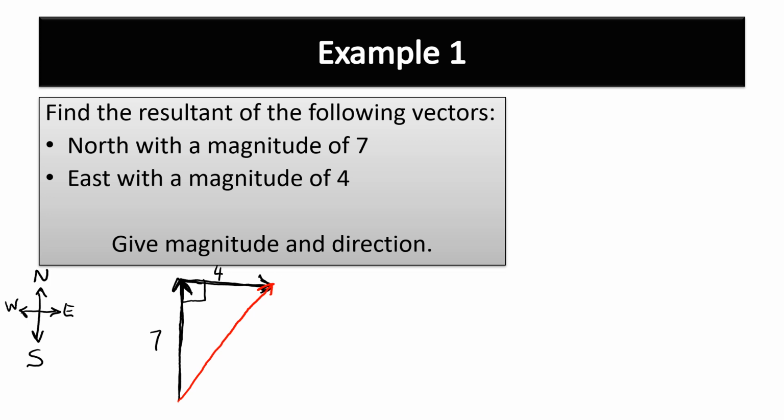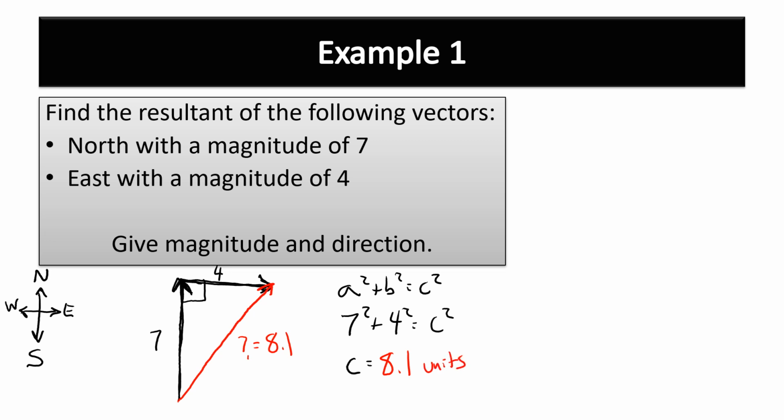So how long is the hypotenuse? So we have the two sides. We're going to use Pythagorean theorem to find this length. We'll write the formula down, then plug in the numbers, and we'll get a value of 8.06, or we'll round it to 8.1. So the magnitude of the resultant is 8.1 units. We don't know if it's meters or meters per second or even newtons yet, so we'll call it units. Don't forget to write your units.